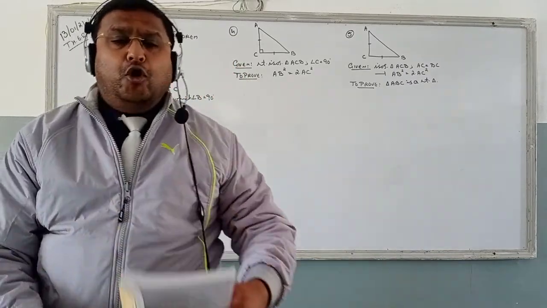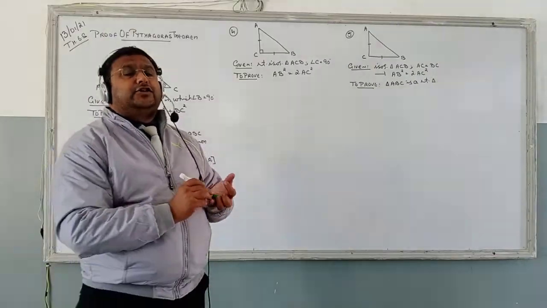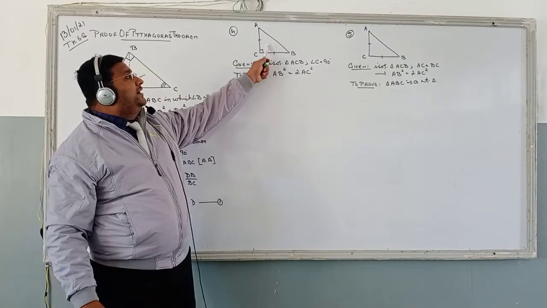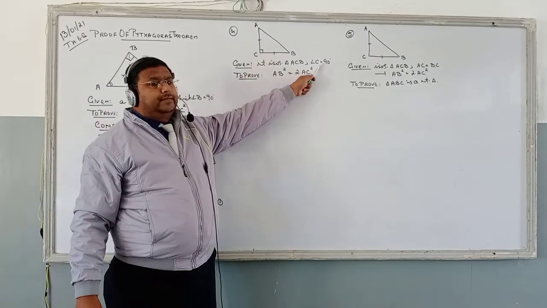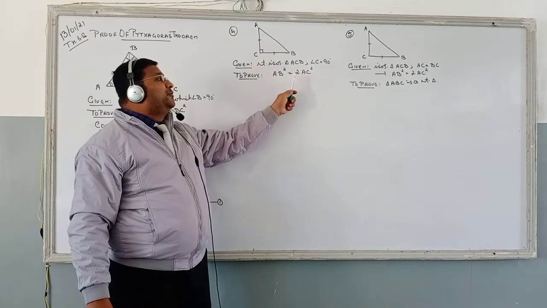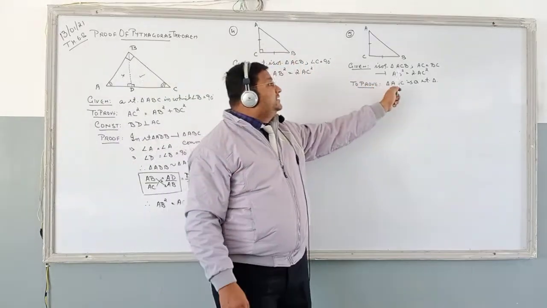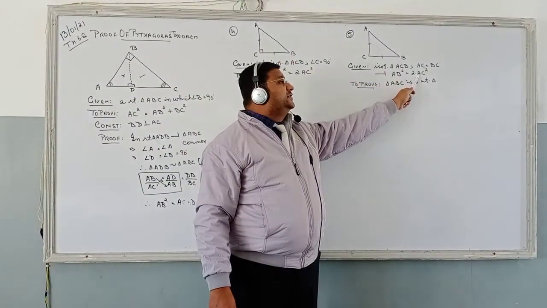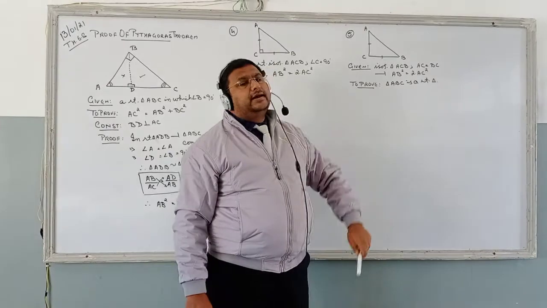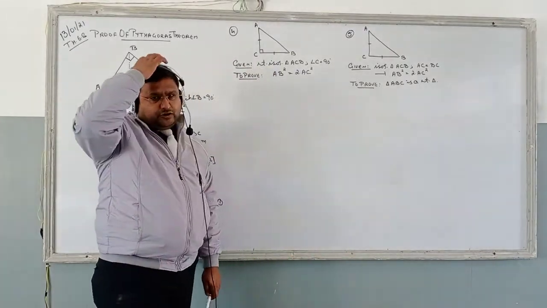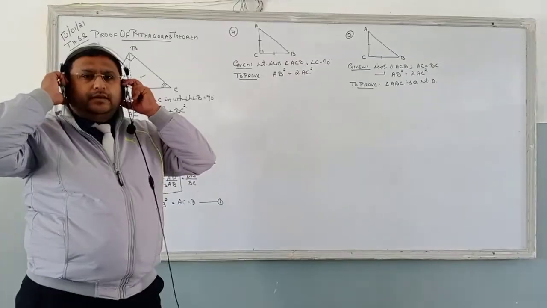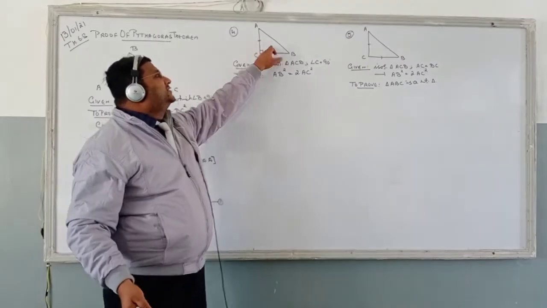Can you see? Both these questions are converse of each other. Here he is telling you that it is a right angle triangle. Here we have to prove AB square is twice of AC square. Here it is given that AB square is twice of AC square. We have to prove that it is a right angle triangle. They are both converse of each other. Isn't it?